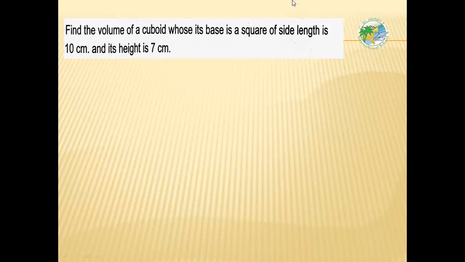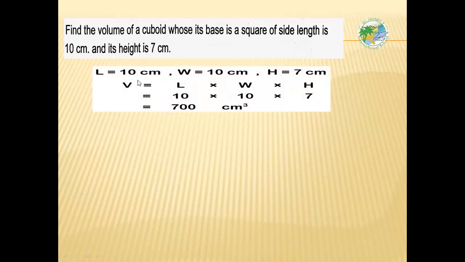Fine. Now the volume of the cuboid whose base is a square with side length 10, so the base is a square, then the length equals 10 and the width equals 10 because they are like dimensions, and the height is 7. Then volume equals length times width times height, 10 times 10 times 7 equals 700 centimeter cube.